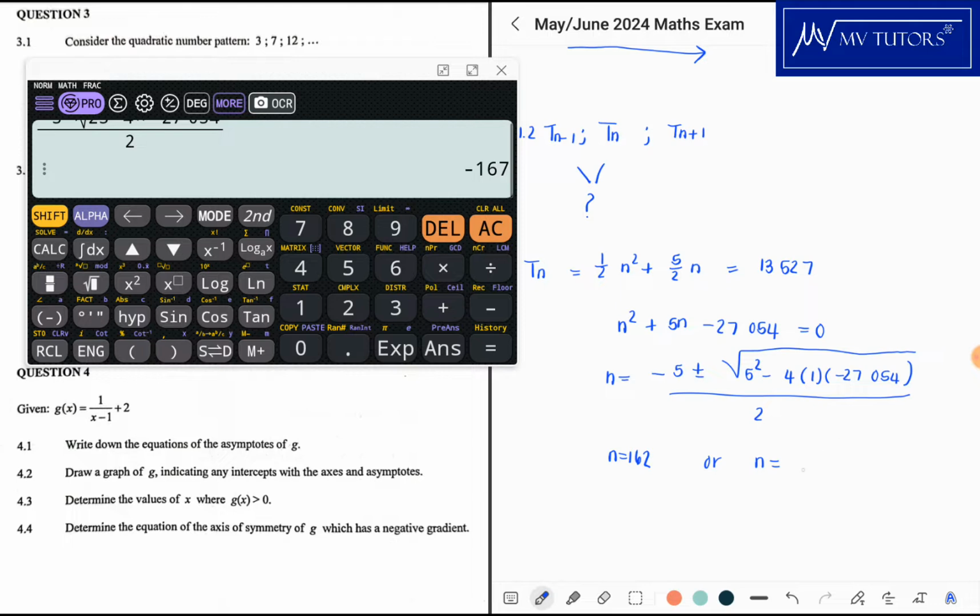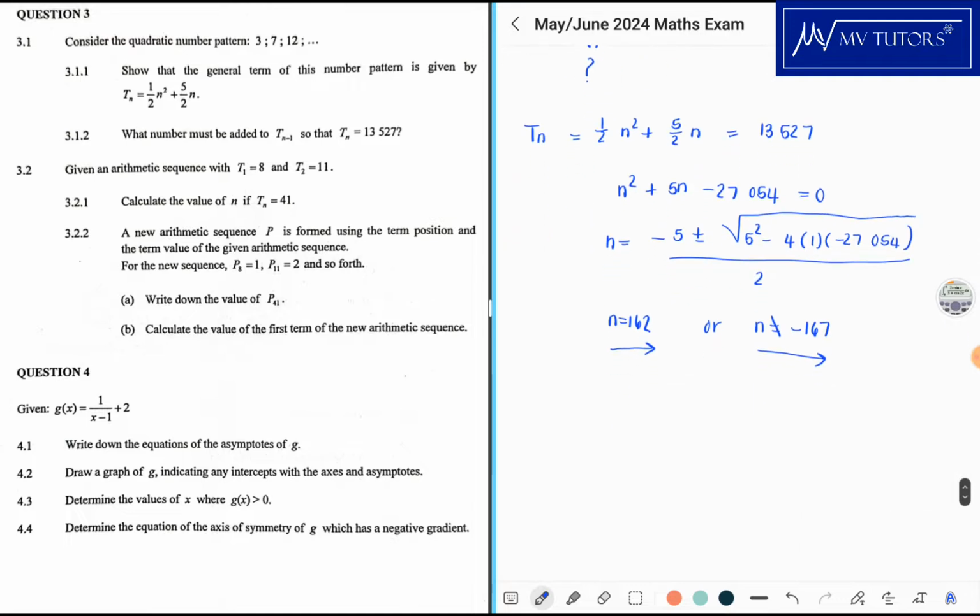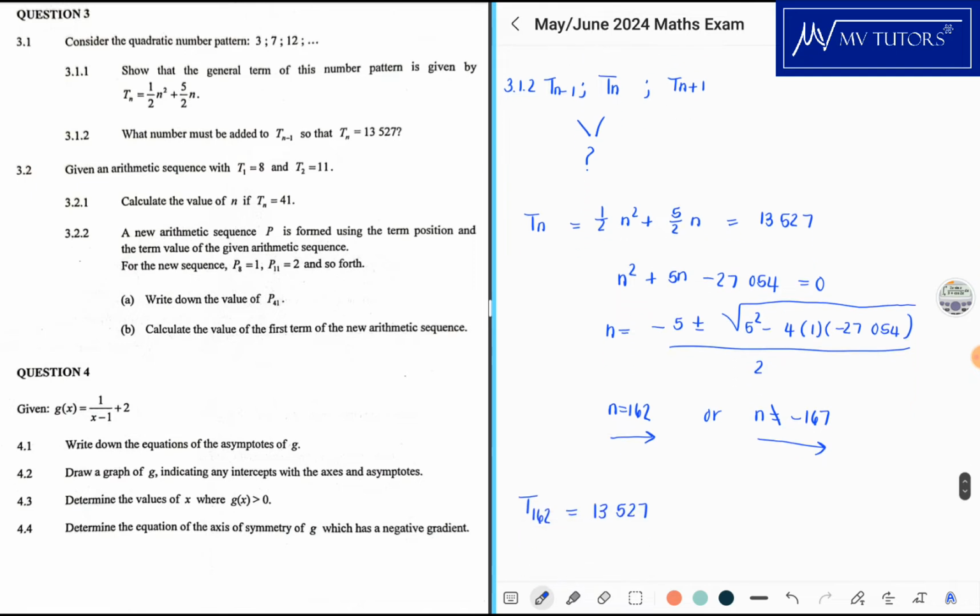I've never had a case or scenario where I have two positive answers. If that were the case, then I would be screwed, because which one do you choose? But n cannot be a negative answer, right? So n is actually equal to 162. So basically, T162 is equal to 13,527. But we're looking for Tn minus 1.